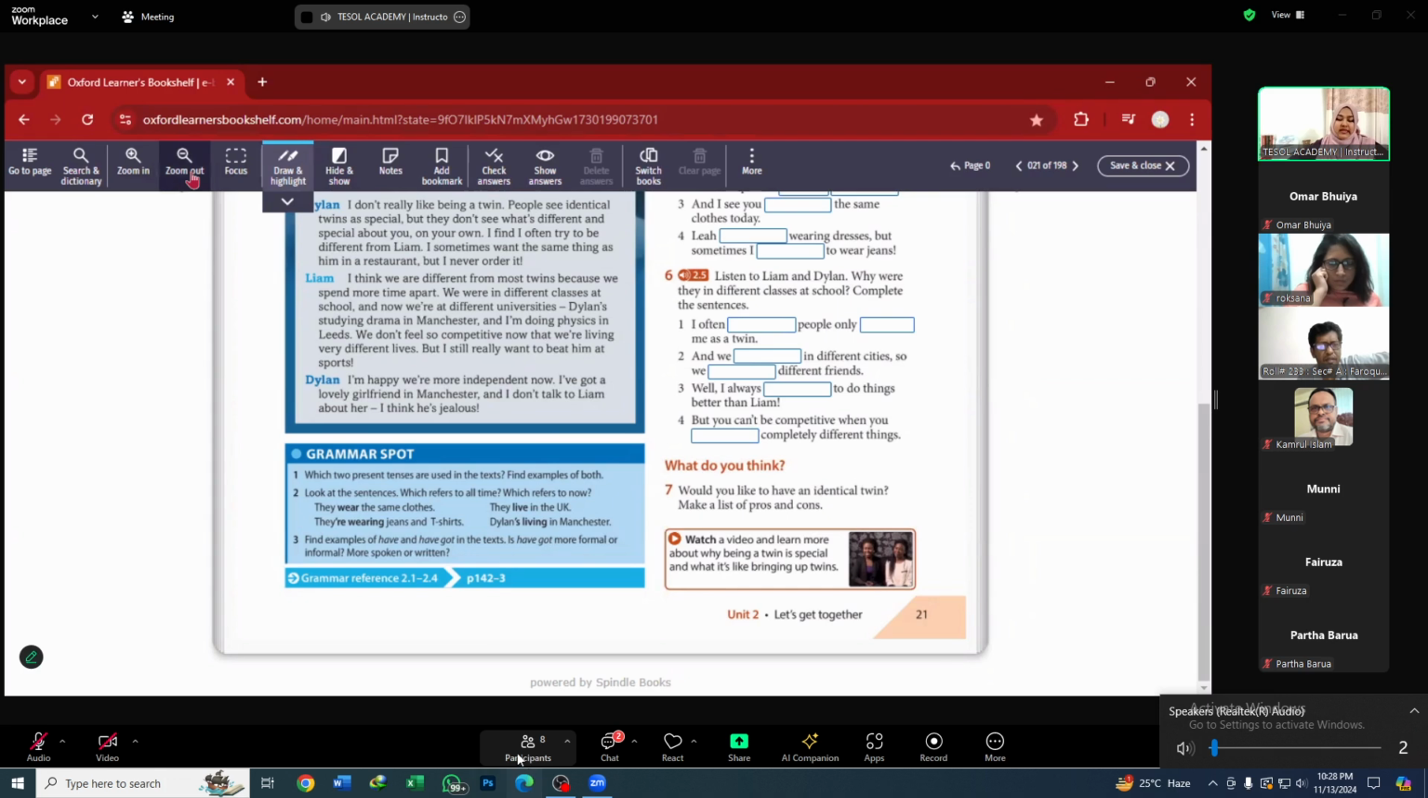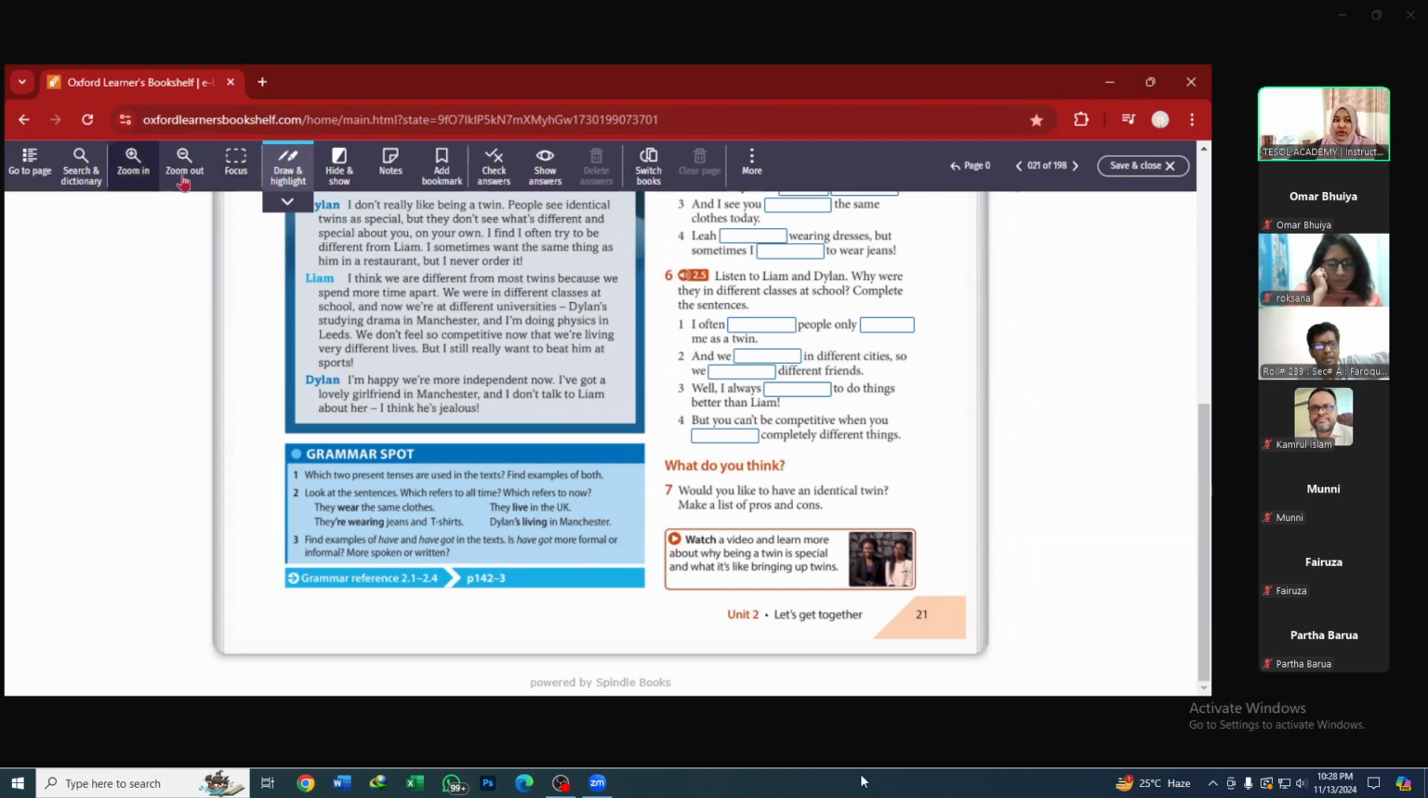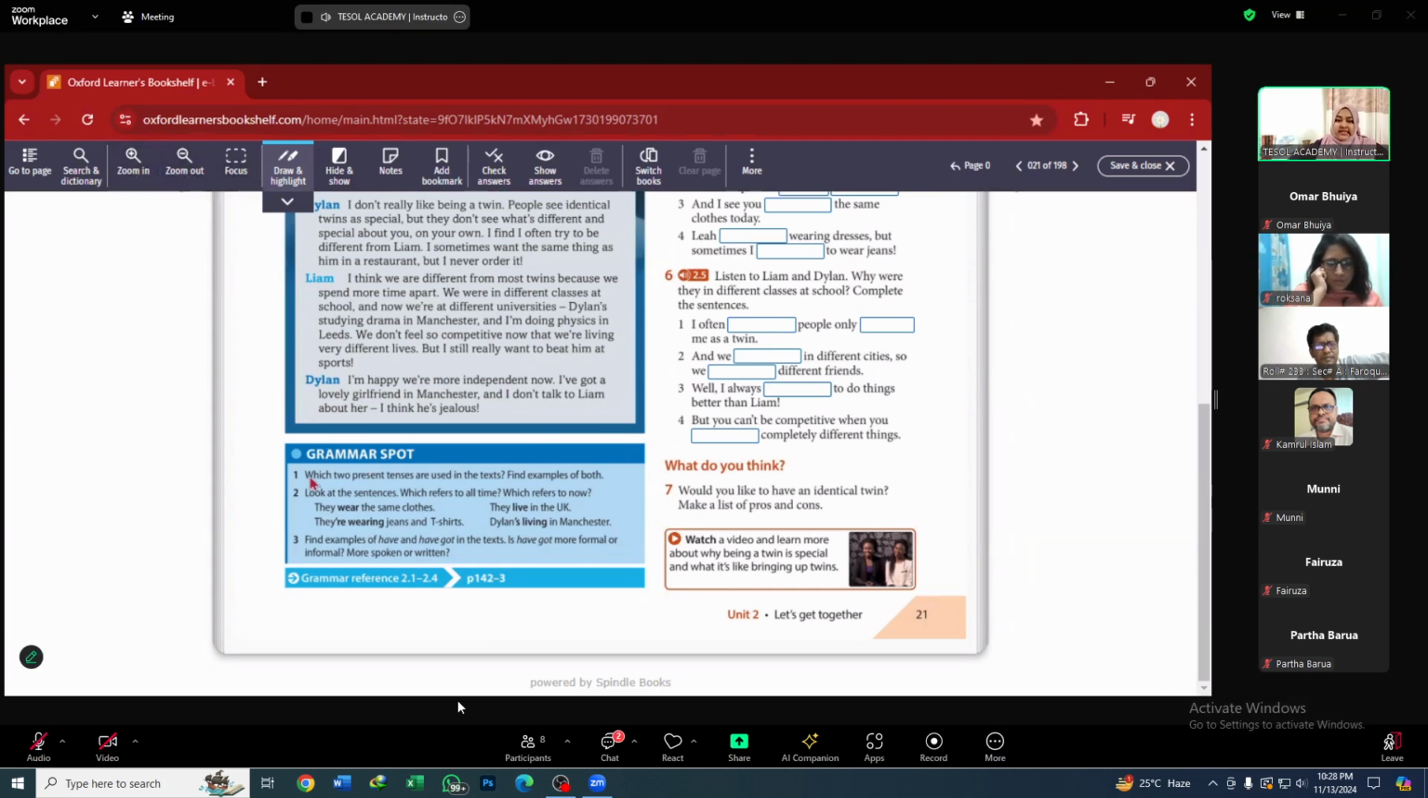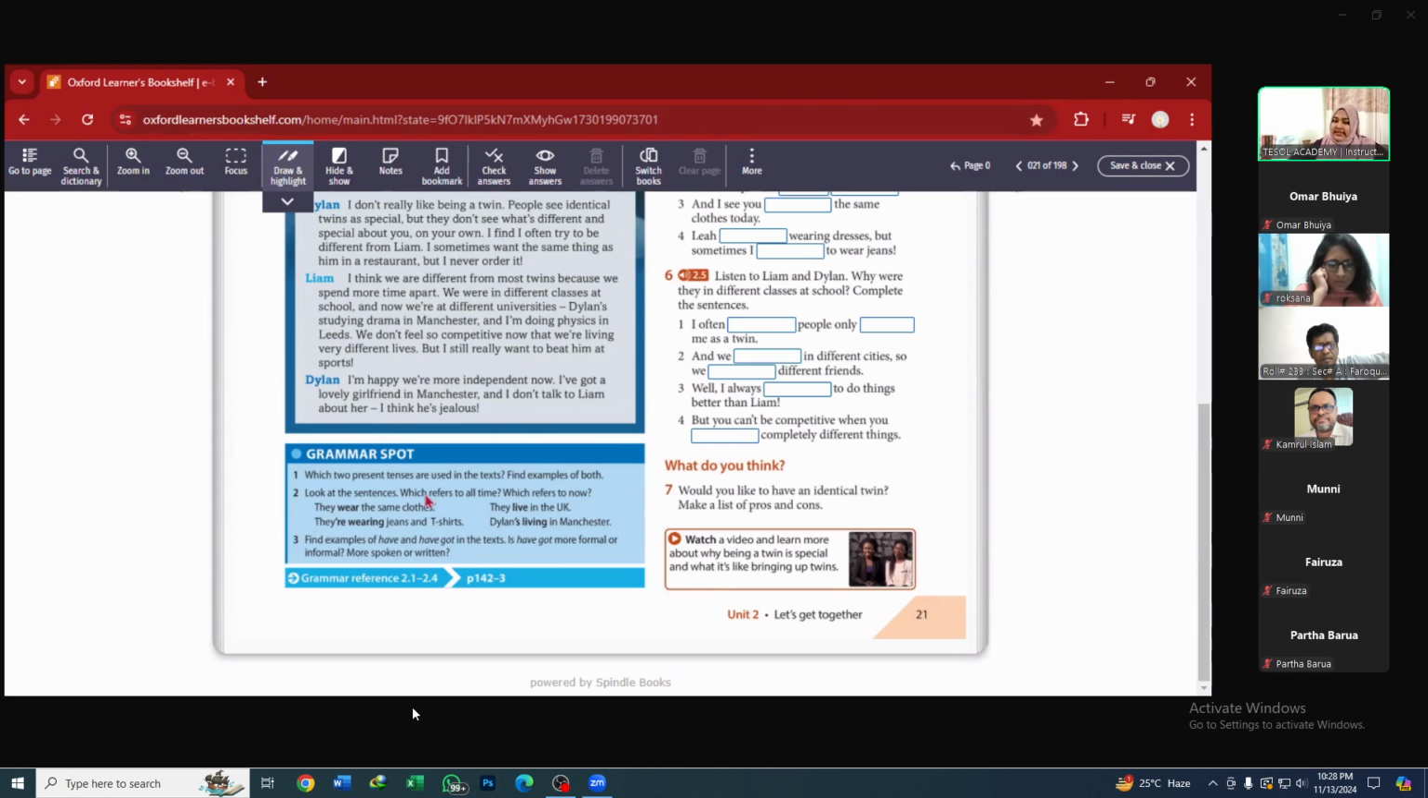This is the part that you have to do on your own because there are three parts in this. Which two present tenses are used in the text? Find the example of both. Look at the sentences, which refers to all the time, which refers to now. So you have to find it from here. And then number three, find examples of have and have got in the text. Is have got more formal or informal, more spoken or written?